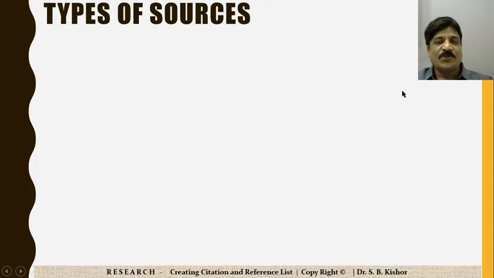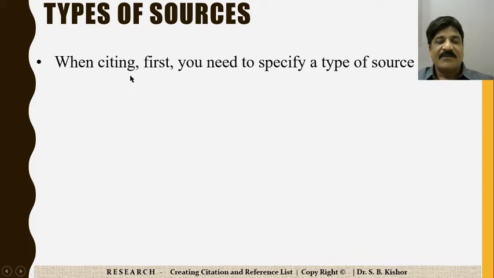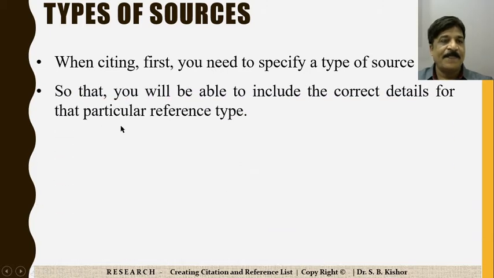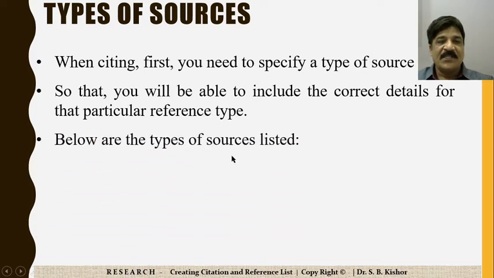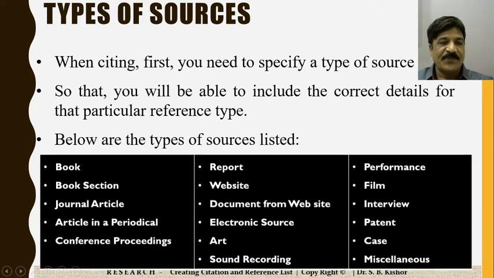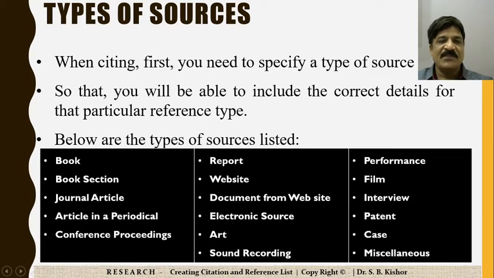Now, what are the types of sources that you may follow while writing your research paper or thesis? When citing, first you need to specify the type of source it is, so that you will be able to include the correct details for that particular references style. Below are some of the sources that you can follow. It may be a book or a book section. Book means the author who has written that particular book, and his contribution is throughout the book. And when you are talking about a book section, it means a particular chapter. Each chapter might be written by different authors. Okay, so that is basically referred to as a book section.